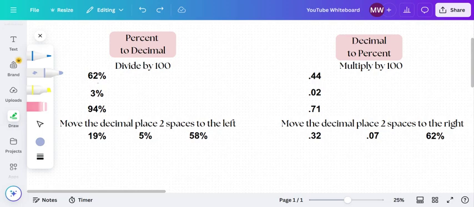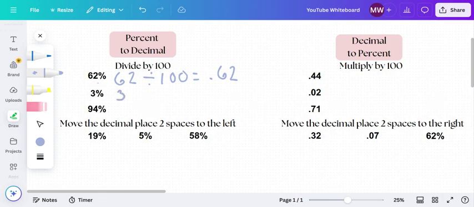So let's start with converting percents to decimals. There are a couple ways we can go about doing this. The first way we'll practice is by dividing by 100. So you take the number that's in front of the percent sign. Our first example is 62%. So I would take 62 and divide it by 100. You can use a calculator for this, but when you do 62 divided by 100, the result is 0.62 or 62 hundredths.